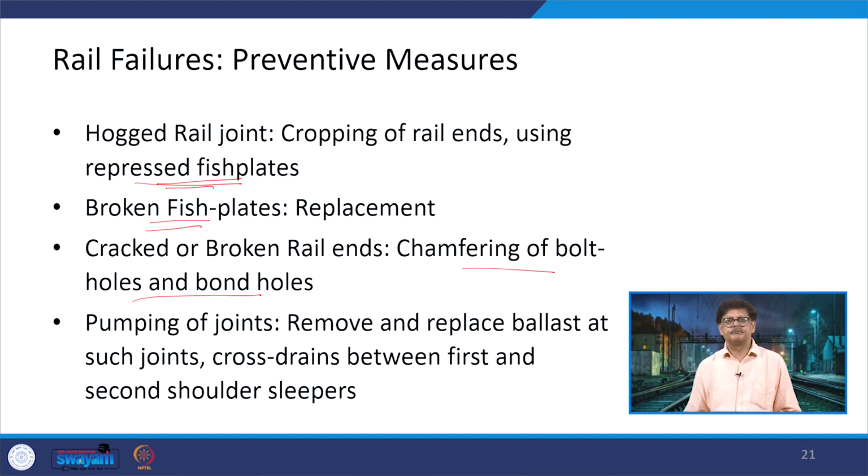Pumping of the joints means that through the joint some material is coming out. So, what we have to do is first of all remove, and then replace the ballast at such joints. It means there is some issue with the ballast, and because of that it is coming out. The cross drains between the first and the second shoulder sleepers also need to be taken care of as a preventive measure, so as to stop the pumping at the joints.